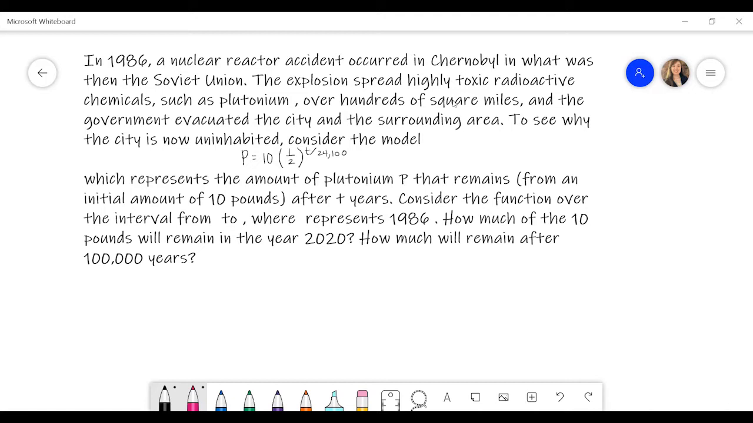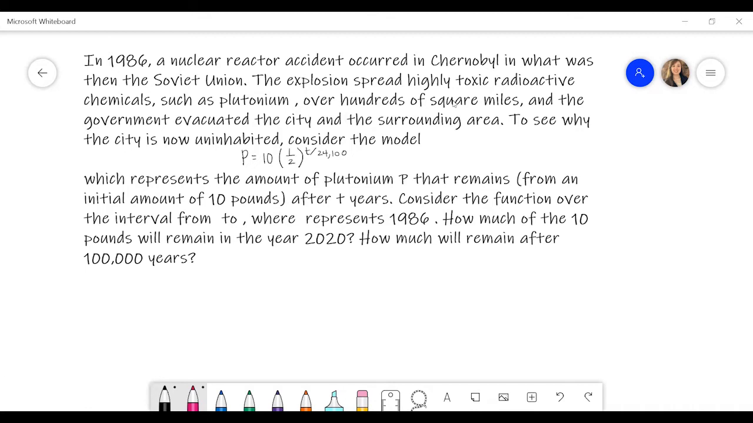The city is now uninhabited, and they use a model to help determine when these chemicals are no longer present, right? They have this thing called half-life. You should have learned about that in a Math 102 class, where we measure how long it takes for there to be half of the original quantity of substance that was there. So in this case, half of the original amount of plutonium.